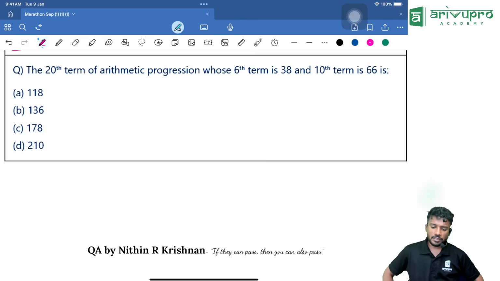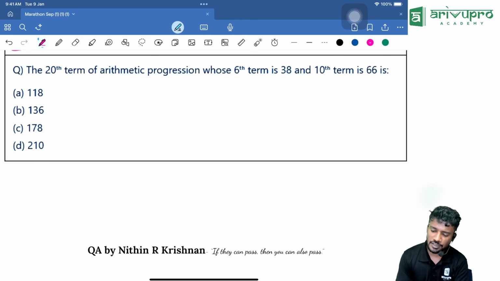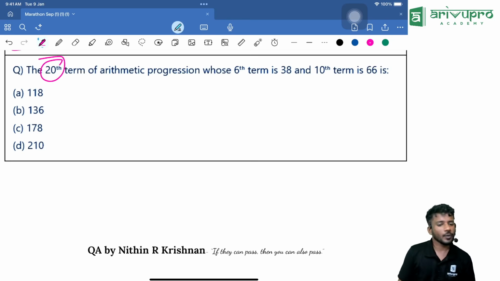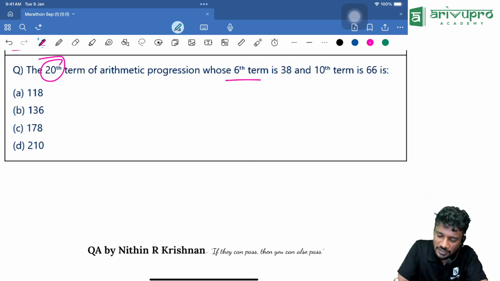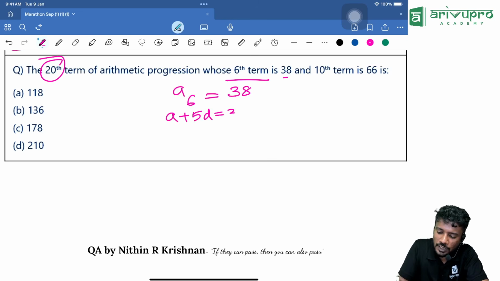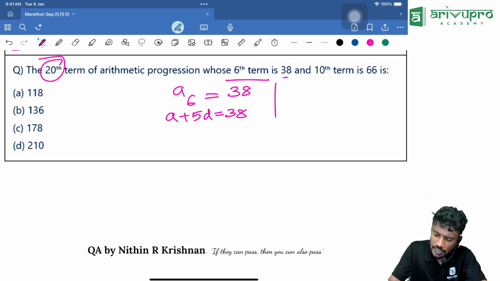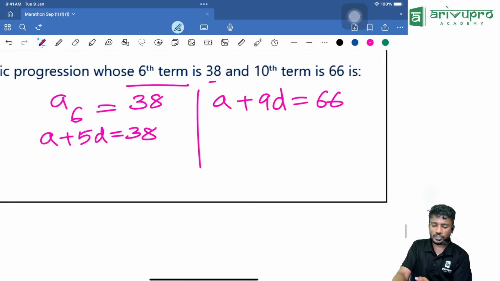Next one. Look at this. The 20th term of an AP whose 6th term is 38 and the 10th term is 66. So we need the value of A and we need the value of D. Then only we can find the 20th term. What all things are given? 6th term is given. A6 is how much? 38. Can I write A plus 5D is equal to 38? Am I right? Then A plus 9D is equal to how much? 66.